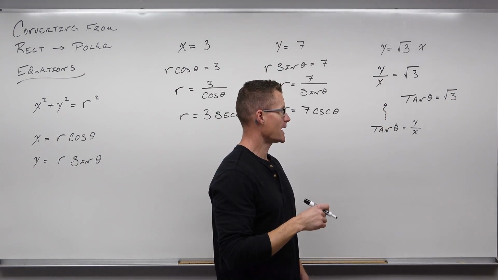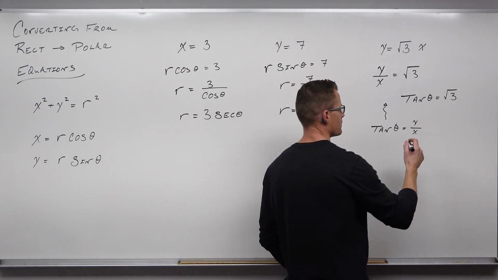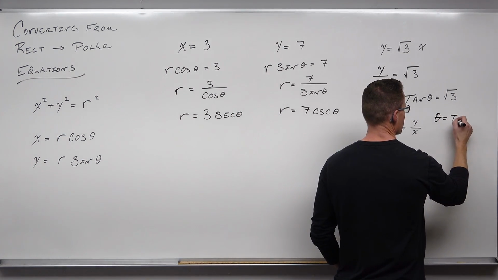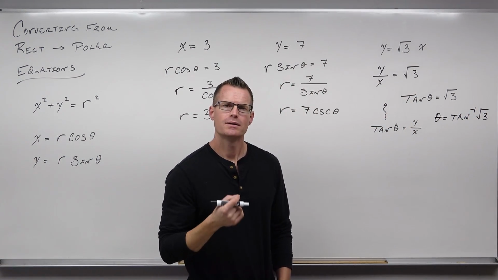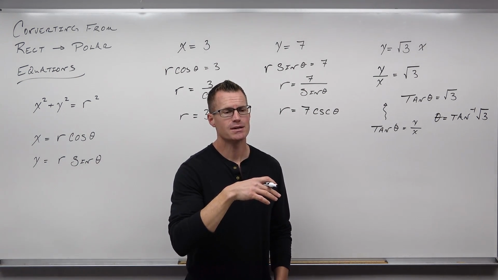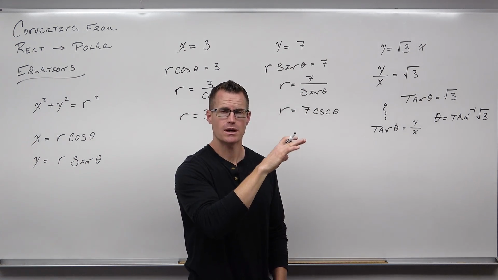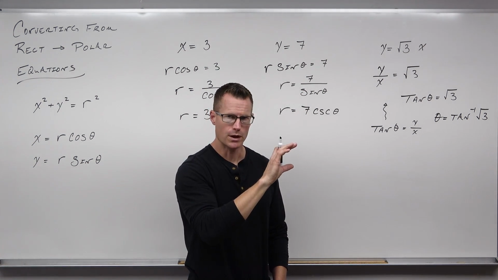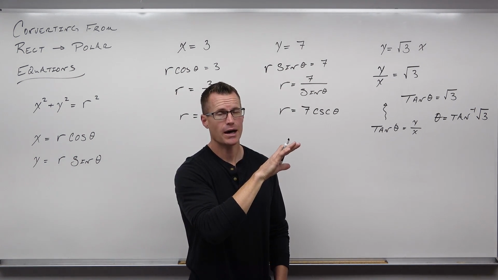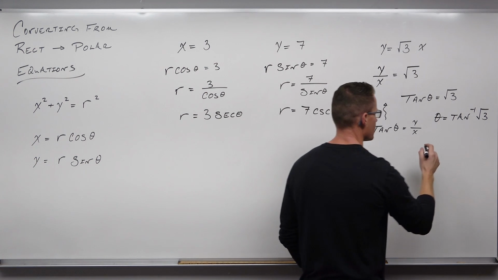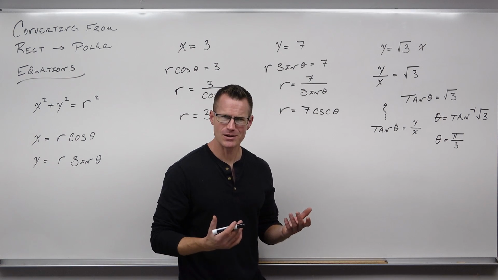So wait a second. If tangent theta equals the square root of 3, theta is tangent inverse of the square root of 3. What's that mean? Tangent inverse of the square root of 3 says what angle gives you out the y divided by x coordinates of square root of 3 over 1, or square root of 3 over 2 over 1/2 if you're looking at the unit circle. That's going to be, let's see, pi over 3. Theta equals pi over 3.